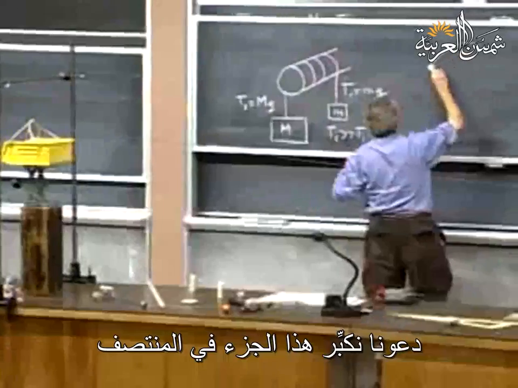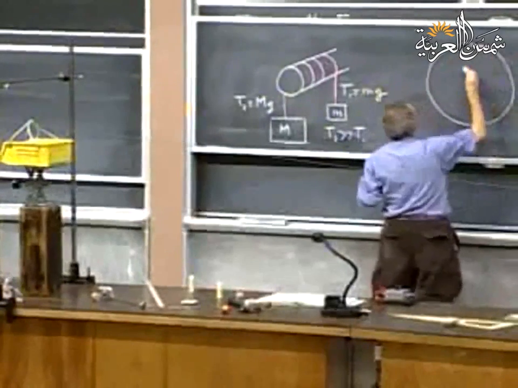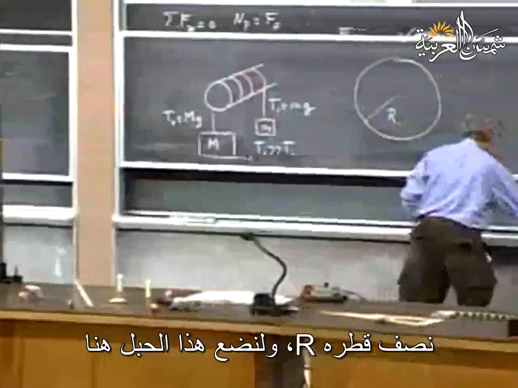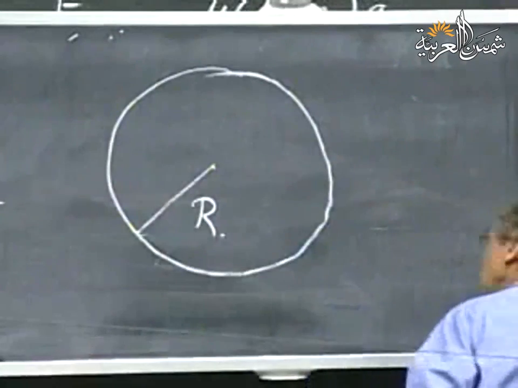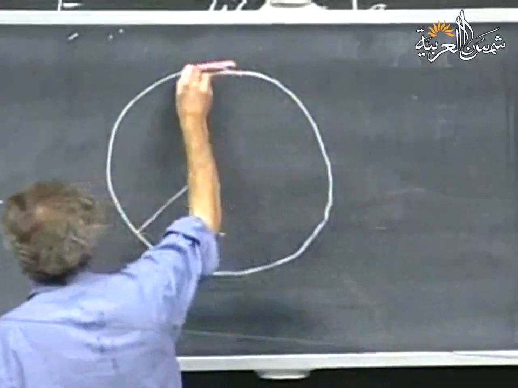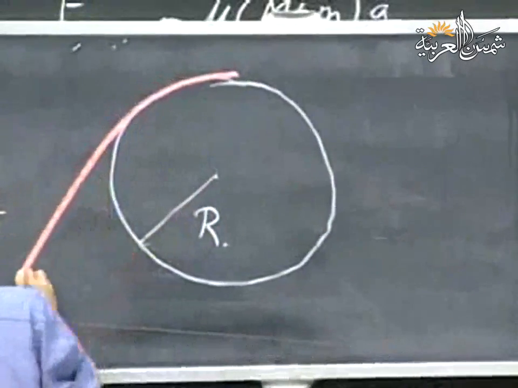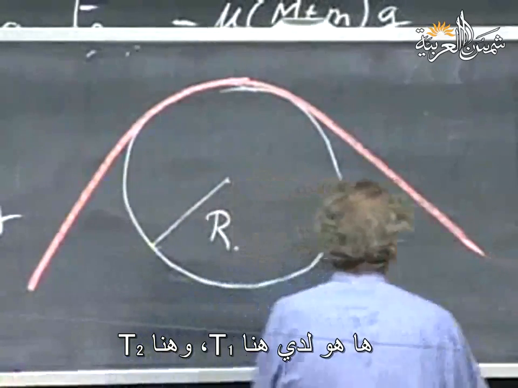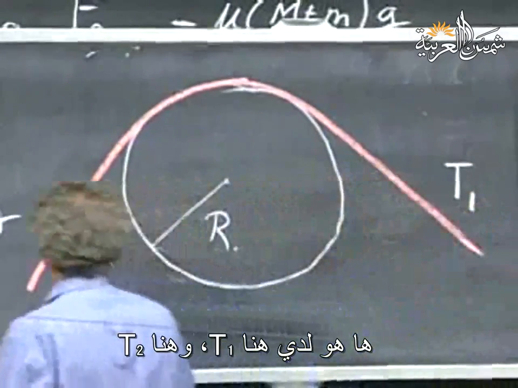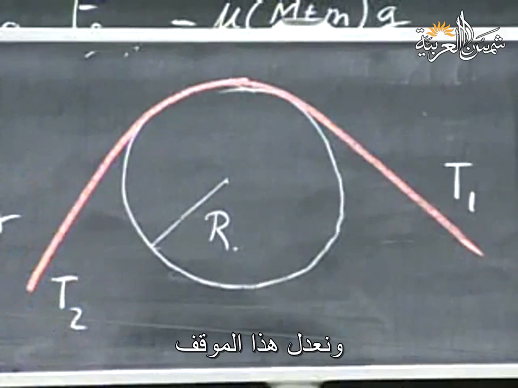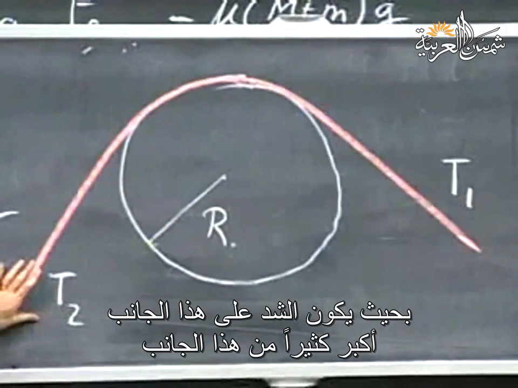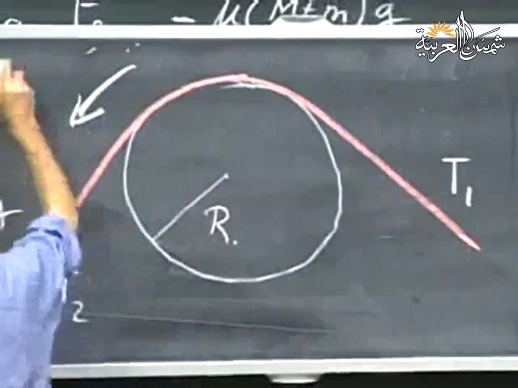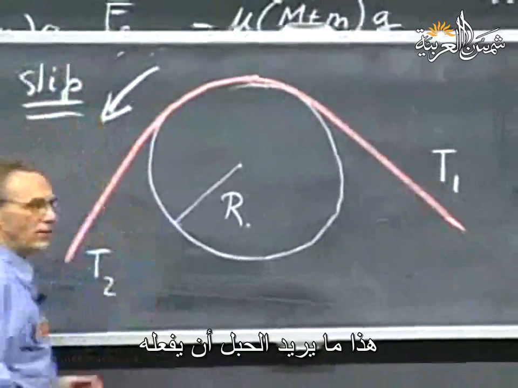Let's blow up that center portion, radius r, and let us have this rope here. I'll give the rope a color. Doesn't have to come off vertically, of course. Could be at any angle. There it is. And so here is my T1, and here is my T2. And we take the situation that the pull on this side is way larger than on that side, so that this rope wants to slip in this direction. That's what it would like to do.